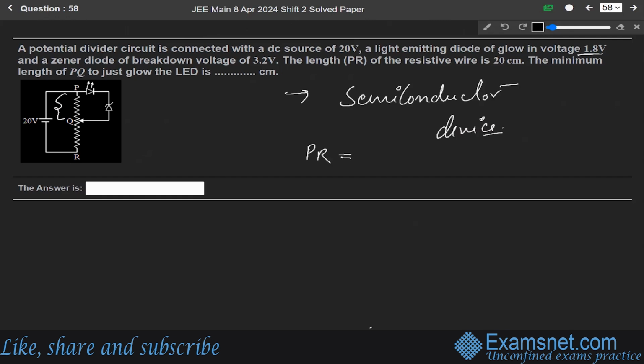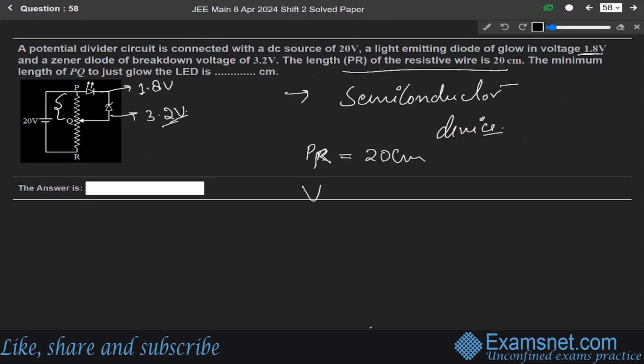This is a 1.8 volt light emitting diode, and this one is given as a Zener diode with breakdown voltage 3.2 volt. So we are solving for it, we get PR is equal to 20 centimeter as given in the question.